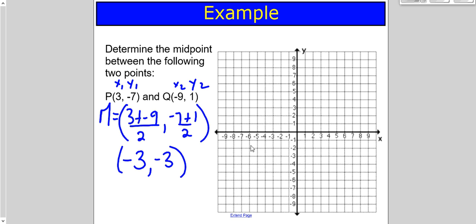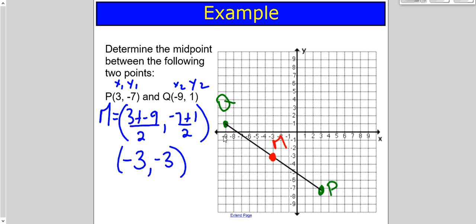So let's take a gander at this. 3, -7 is down here, so this would be my P value. And then Q is at -9, 1, which is over here. Now, if I draw a line between them, it's right there. So let's check. I said the midpoint was at -3, -3, and look at that right there. That is my midpoint.